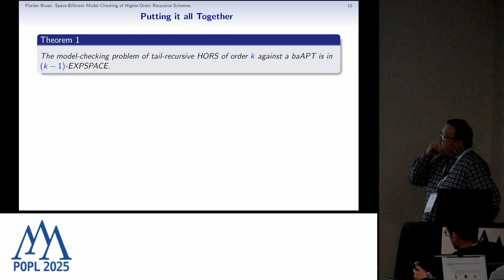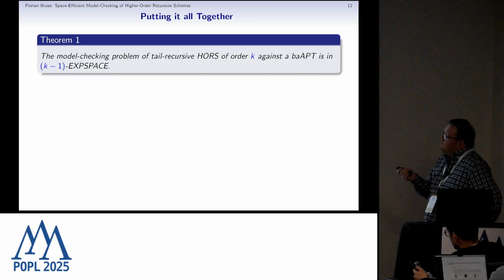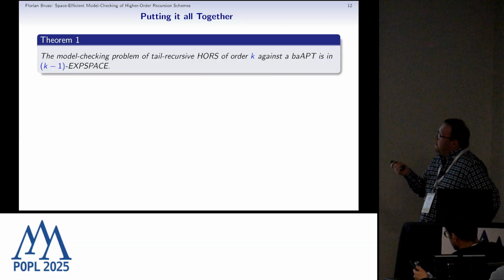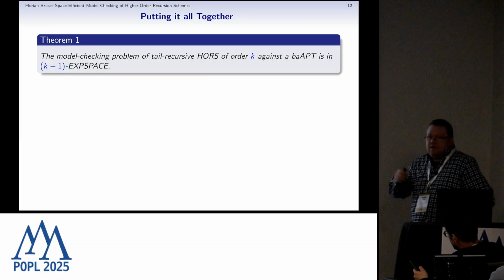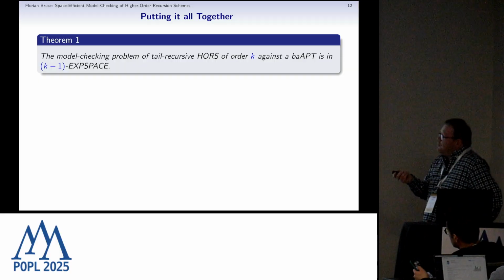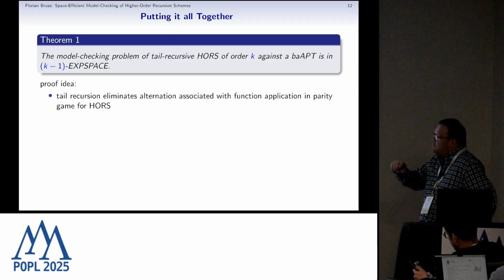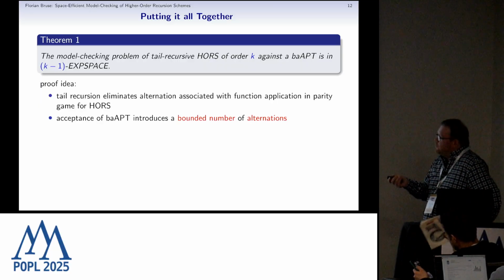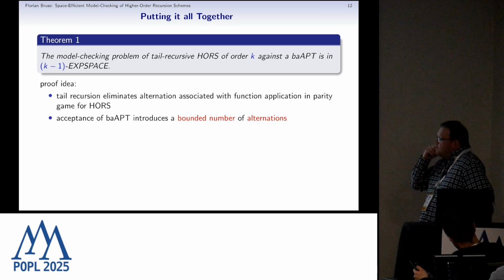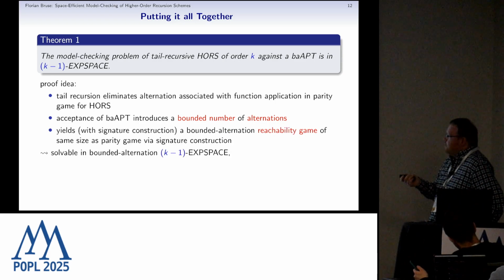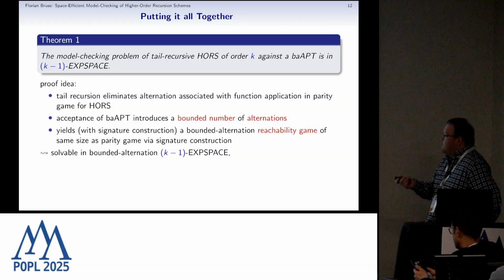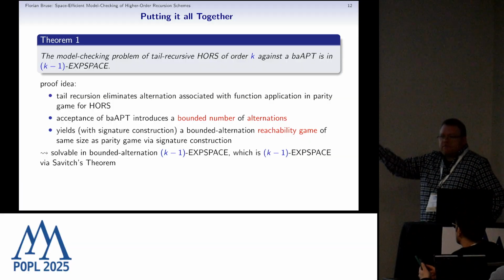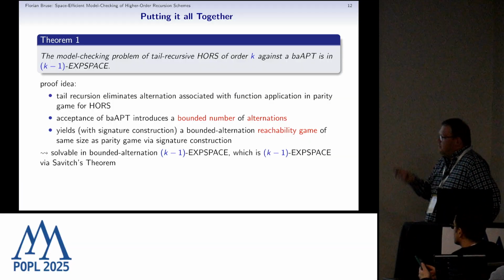And then you can show that if I want to check a bounded alternation parity automaton against a tail recursive recursion scheme, this can actually be done in k-1 EXPSPACE. The idea is really that the tail recursion eliminates the one source of alternation, the bounded alternation automata eliminate the other source of alternation, and then you can make it a reachability game that is bounded alternation, invoke Savitch's theorem to get rid of the bounded alternation, and there you are.